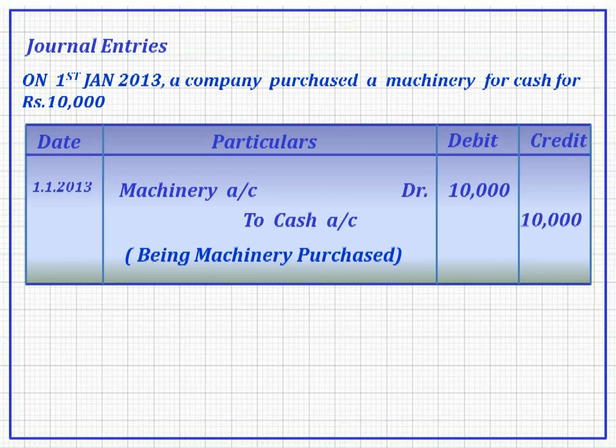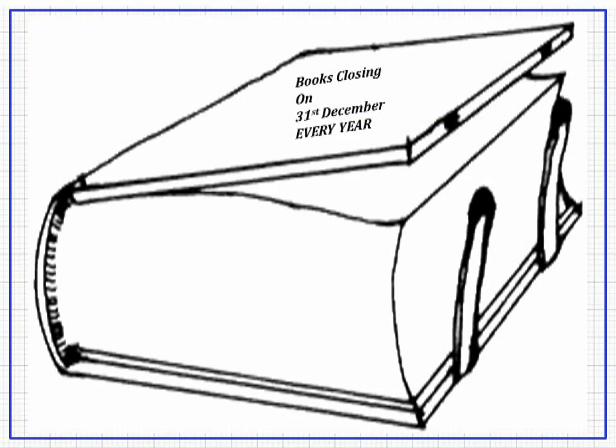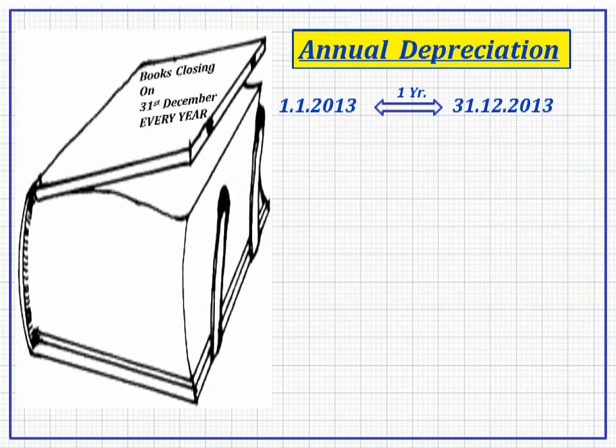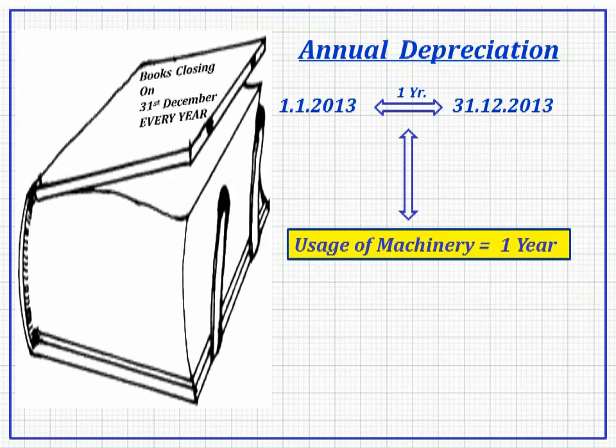Now, the day of closing. Our books are closed on 31st December each year. So on 31st December 2013, we have to provide depreciation, the annual depreciation. During this year, we have used the machinery for 1 year. I mean to say, the use of the machinery during this year is 1 year.